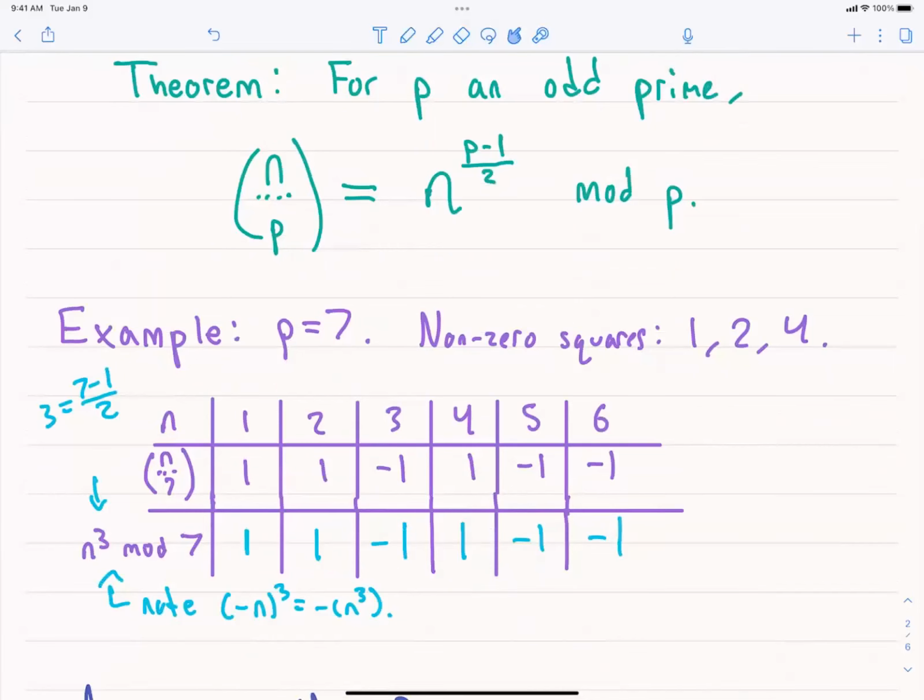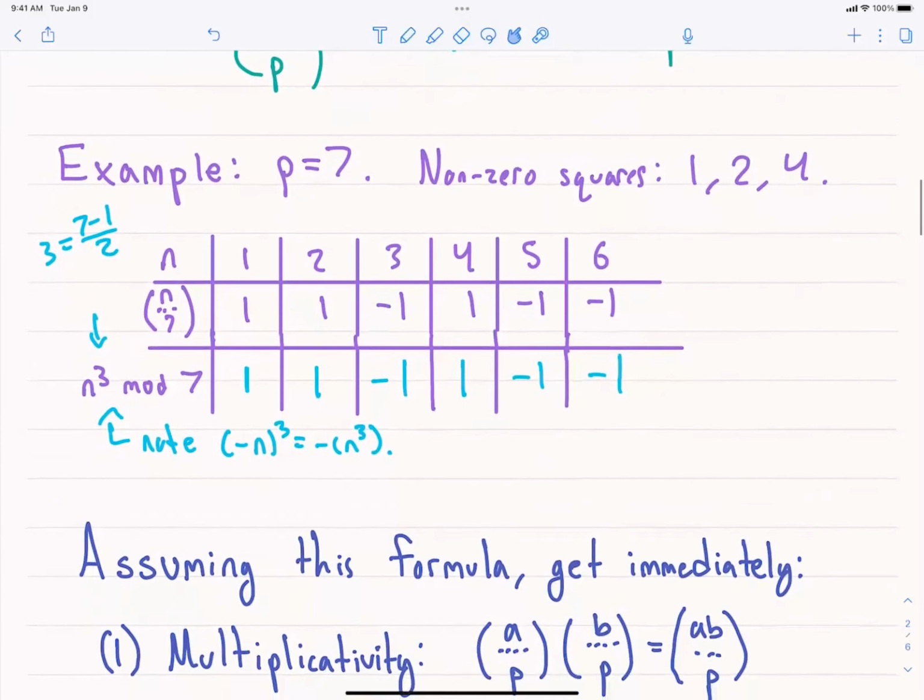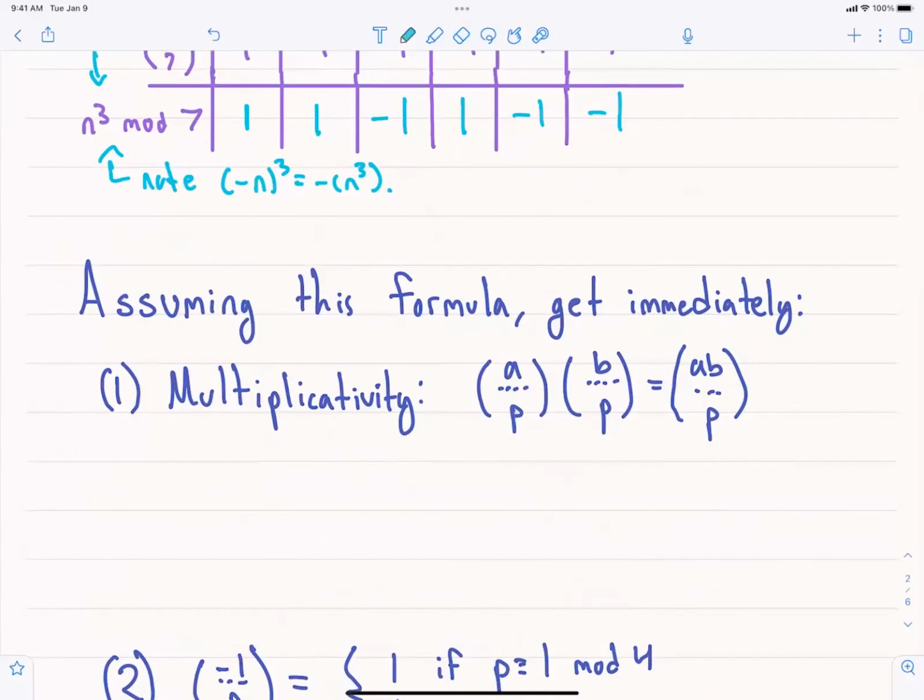Let's continue assuming the formula holds, and let's see how you can get some of the properties of the Legendre symbol from it. So for example, we get multiplicativity, because if the formula holds, then the Legendre symbol of ab over p is just a to the p minus 1 over 2 times b to the p minus 1 over 2, which is just ab to the p minus 1 over 2. This is just using the basic property of multiplying powers, so you can just pull them together. So if this gives you a formula for a Legendre symbol, then the fact that the Legendre symbol is multiplicative is just the fact that powers are multiplicative.